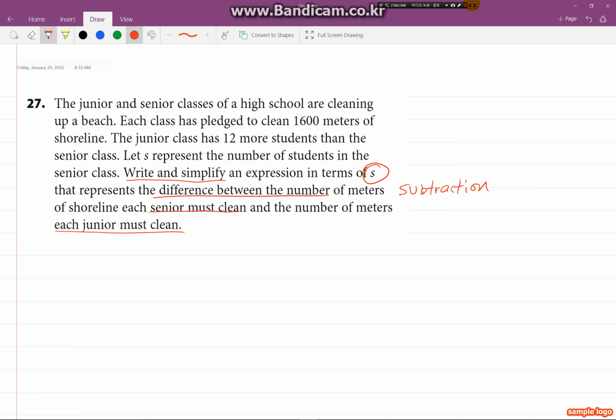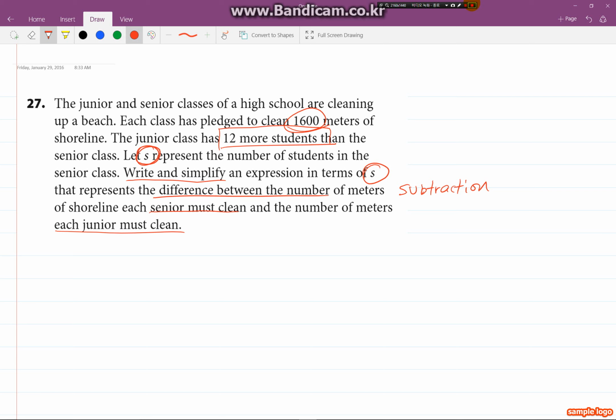The junior and senior classes of a high school are cleaning up a beach. Each class has pledged to clean 1,600 meters of shoreline. The junior class has 12 more students, not 12 students, but 12 more students than the senior class. And we don't know how many students are in the senior class, but it says let S represent the number of students in the senior class.